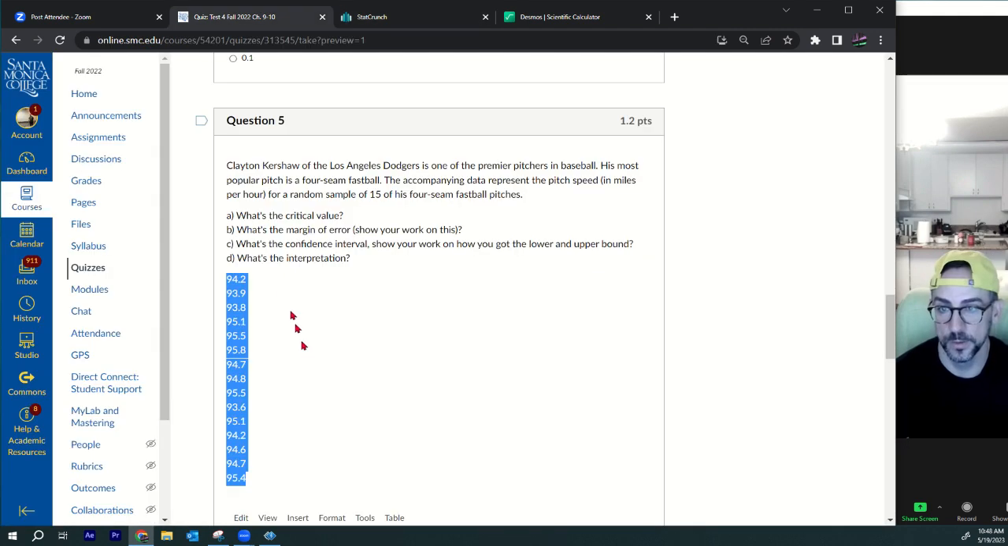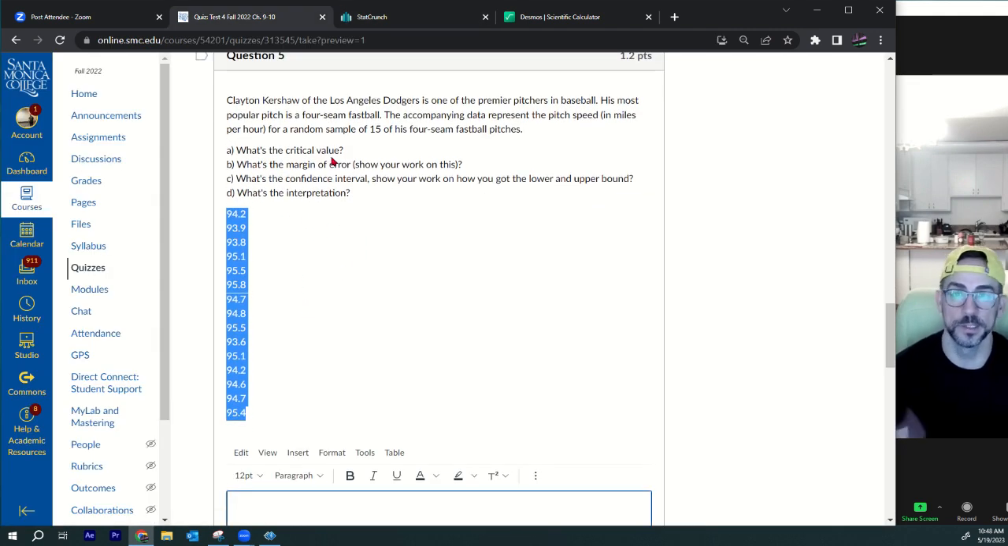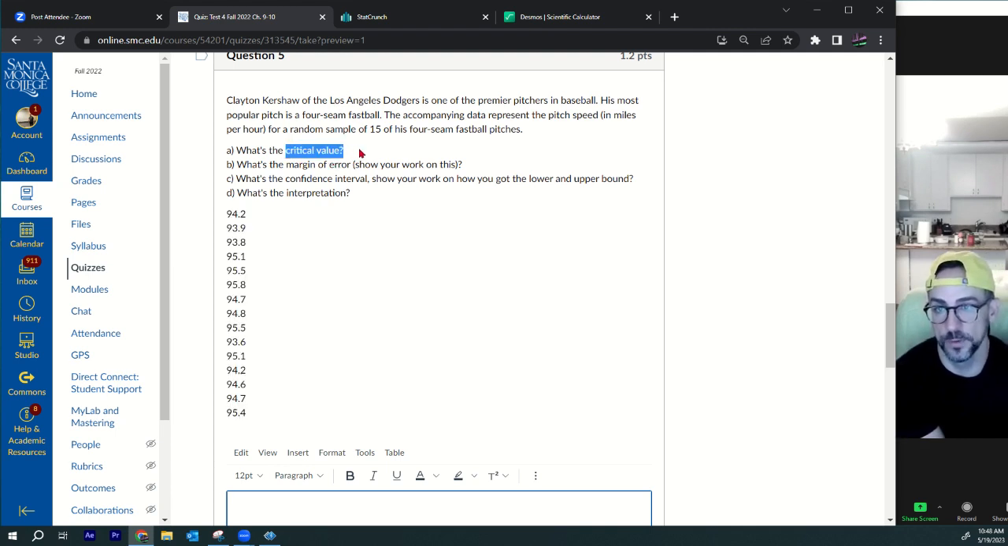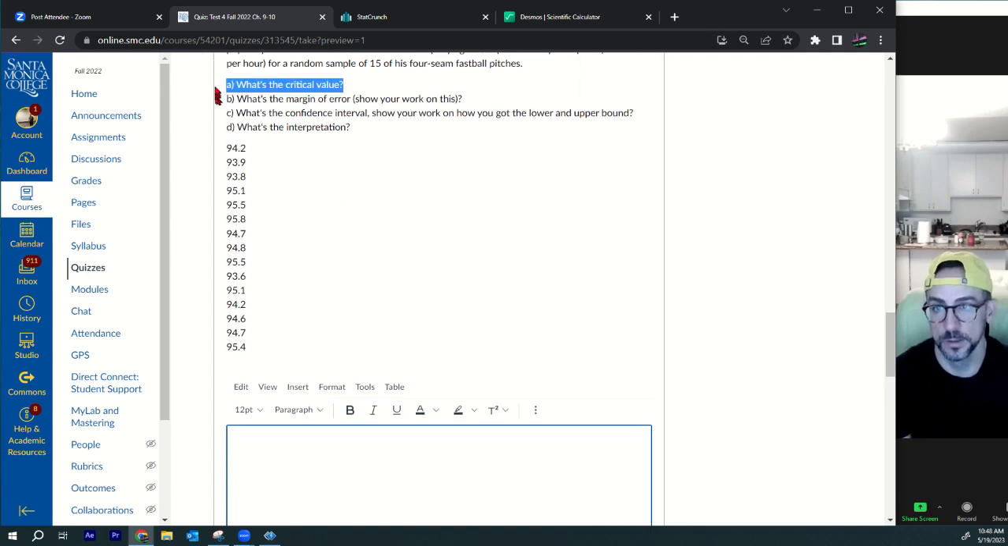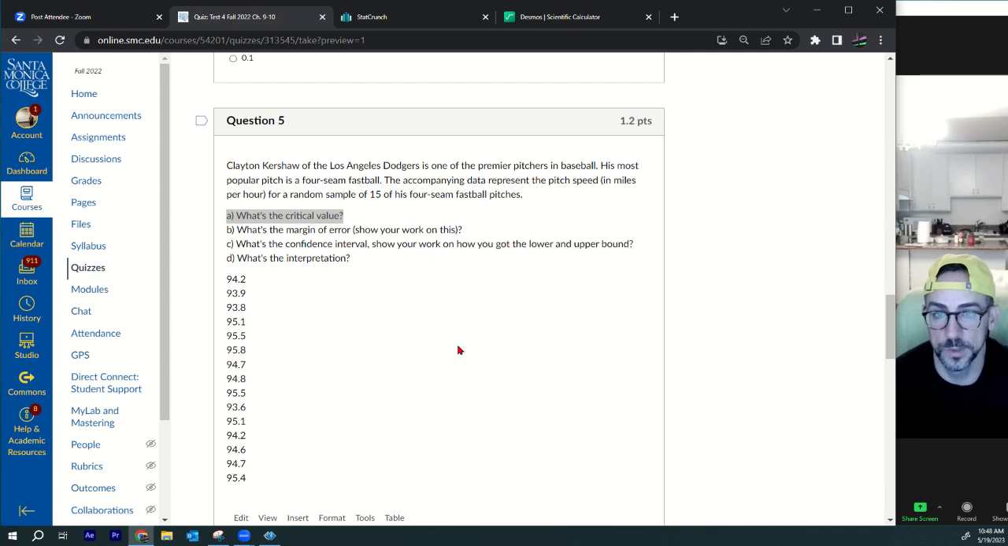Okay, what's the critical value? That's funny because it doesn't give a confidence level. If it doesn't give a confidence level, you assume 95%, but this question should give a confidence level. So A, be organized, right? Control C, Control V. Assume 95% confidence level. Let's assume that. Otherwise, what are we gonna do? We gotta assume something, right?